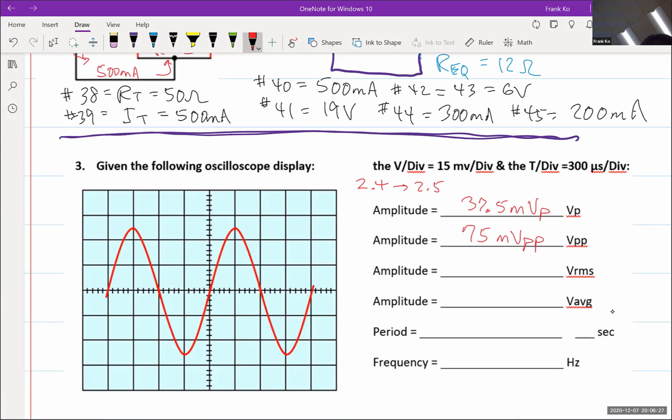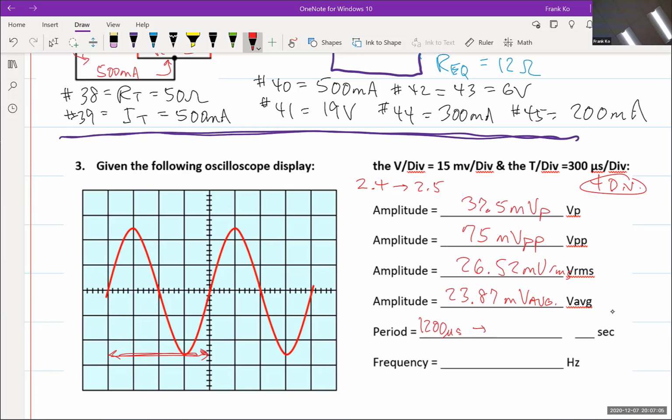And then if we stay with those numbers and calculate RMS, you should have 26.52 millivolts RMS. And then your average is 23.87 millivolts average. Okay. Now, counting the number of divisions will be 4 divisions going horizontally for a period, yes? So one cycle from here to here is 4 divisions. So 4 times 300 microseconds is going to be 1200 microseconds, but you know that's not proper engineering notation.